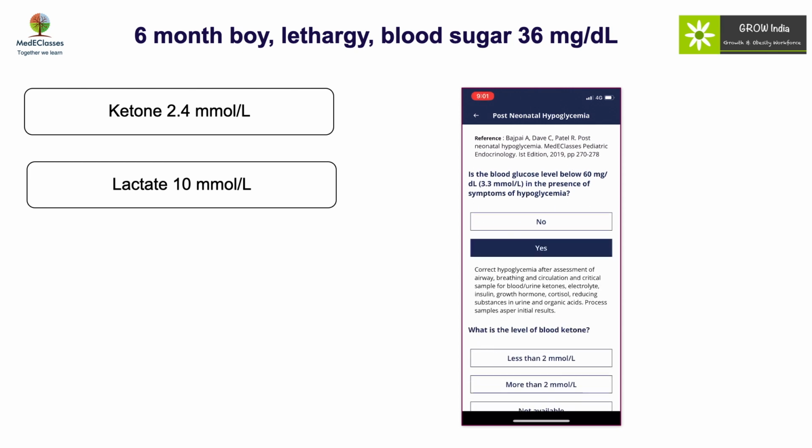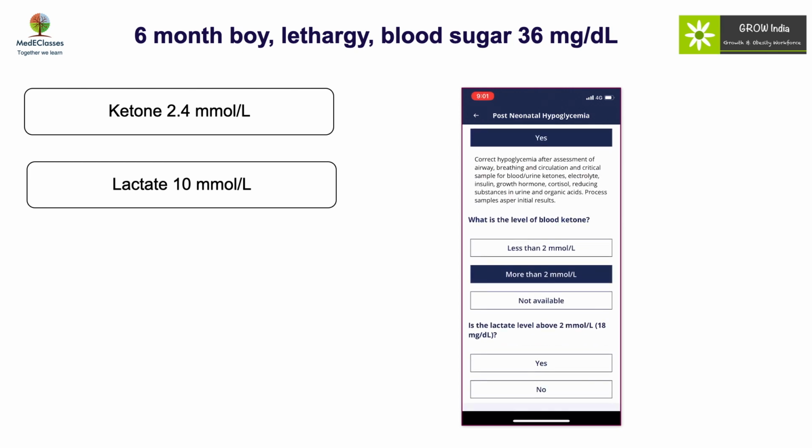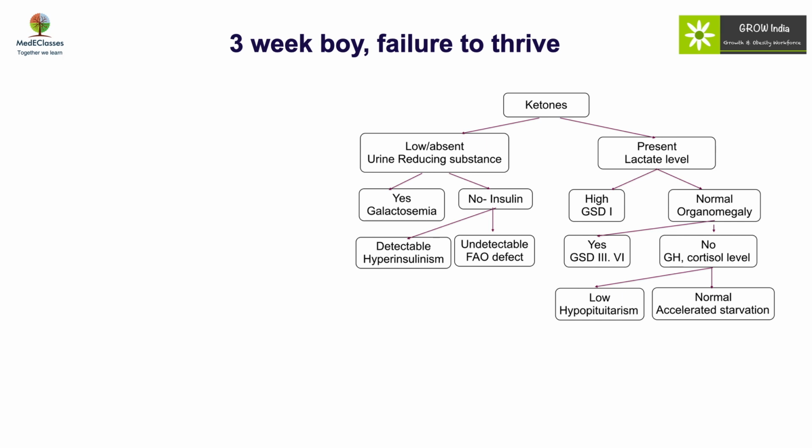And if we put these data into our app: ketone positive, ketone levels more than 2, lactate above 2. So what we get is clearly GSD1 or gluconeogenic defect. What about this child, a 3-week-old boy with failure to thrive?